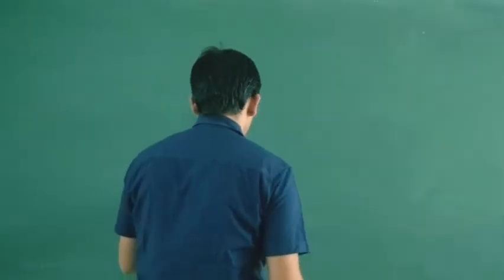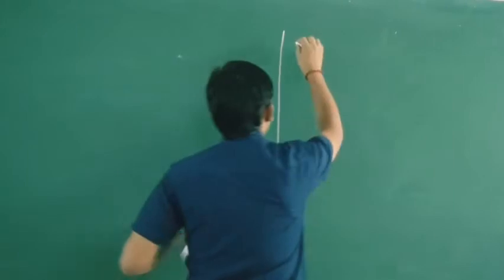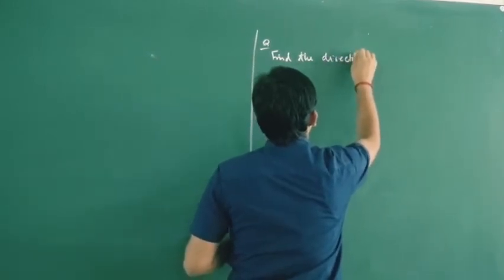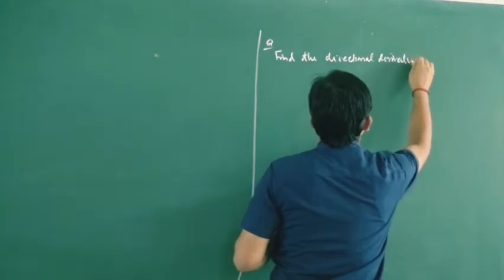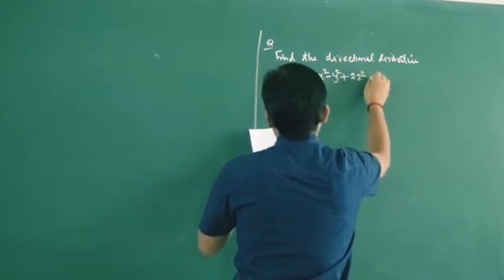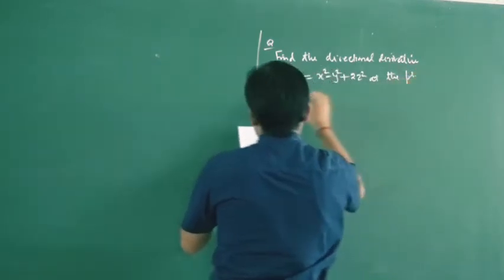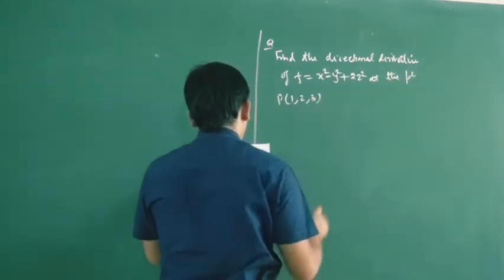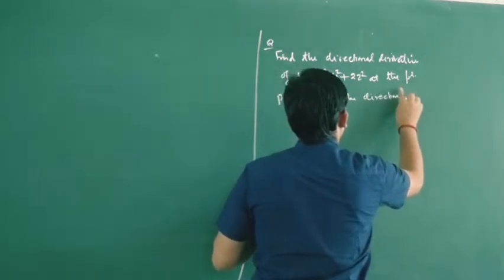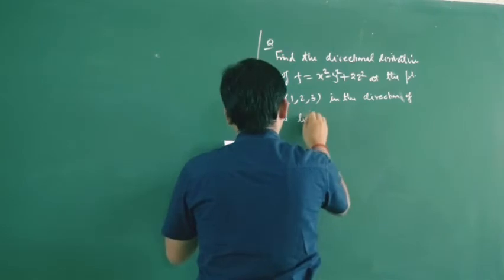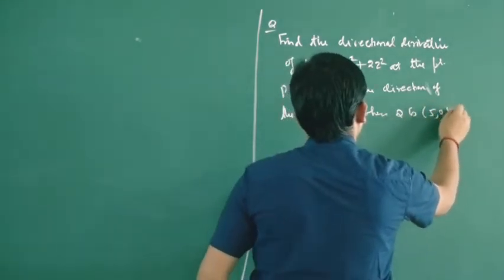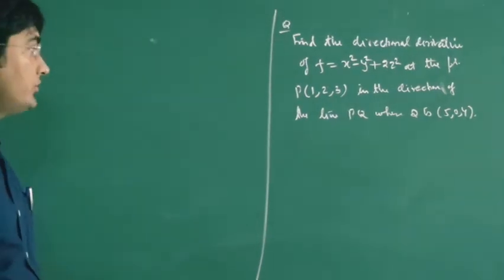First of all, find the directional derivative of the function x square minus y square plus 2z square at the point P(1, 2, 3) in the direction of the line PQ, where Q is equal to (5, 0, 4).